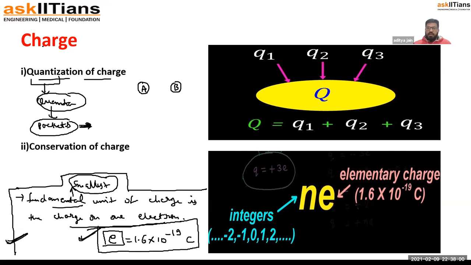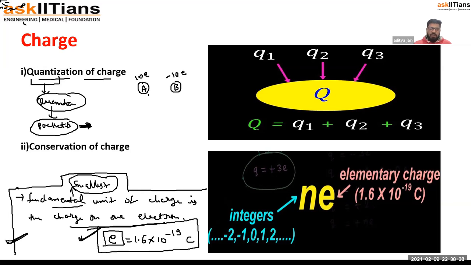That thing is clear. Now coming back to this property, quantization of charge. We have already discussed that quantization means quanta, and quanta means packets. So what this property says: suppose this body is having a charge of 10 electrons, and that one is having a charge of minus 10 electrons. This is having a negative charge, and this is having a positive charge.